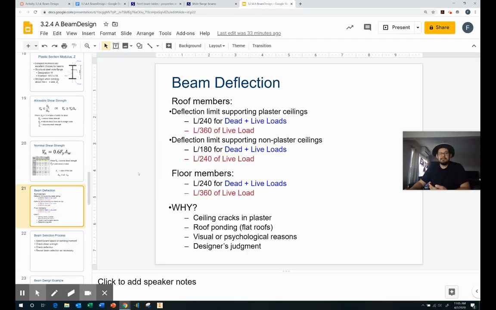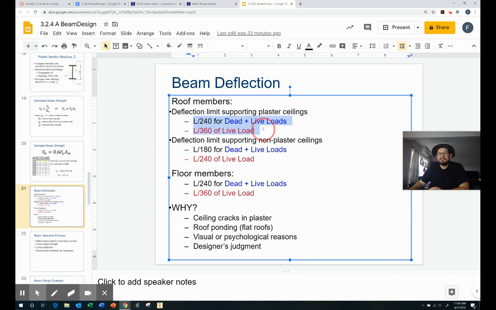The last thing we have to do is make sure that the deflection of the beam is not greater than these values. The reason we have to do that is because we have to make sure that it can't bend more than what code allows us. So what code tells us is that if it has a plaster ceiling, the dead plus the live load cannot cause the beam to bend greater than L, which is the length of the beam, divided by 240. And that's in inches. So what's the length of the beam in inches divided by 240?